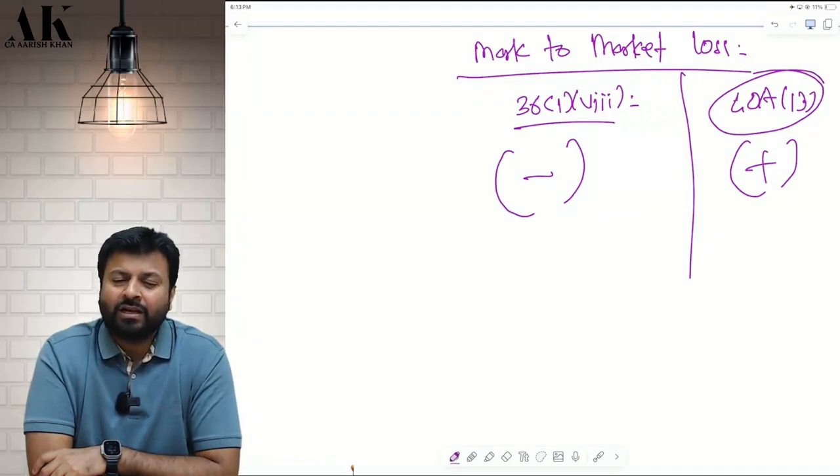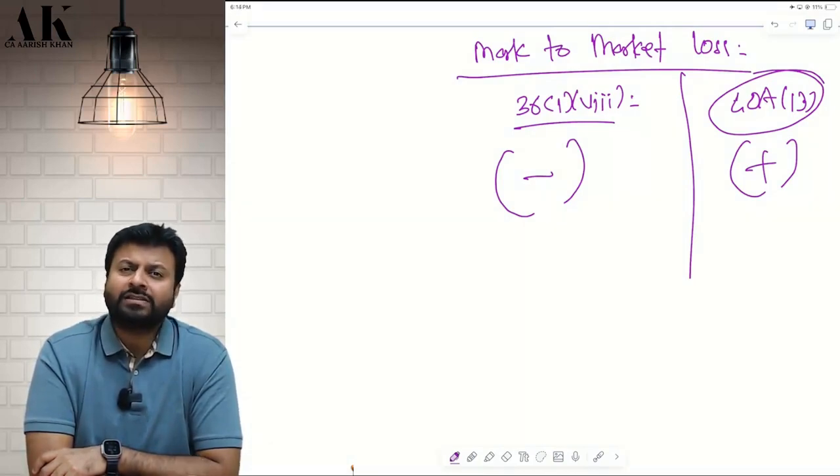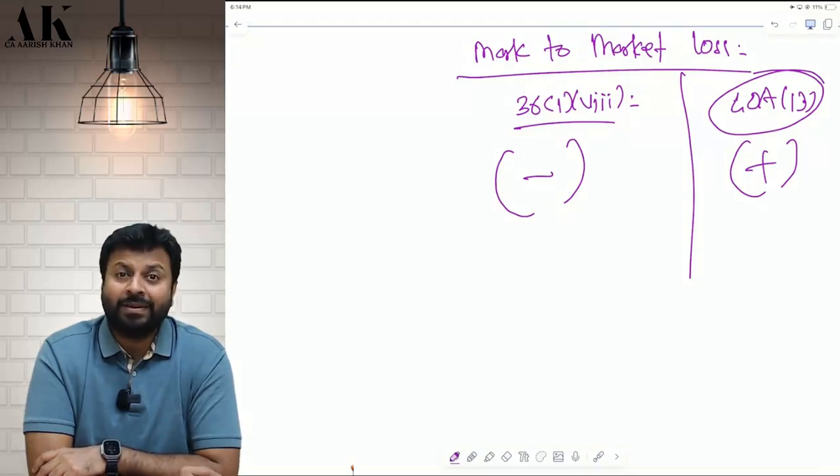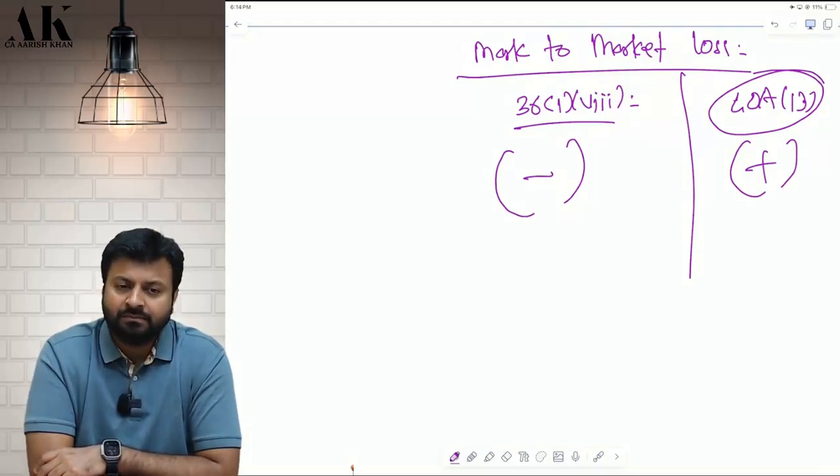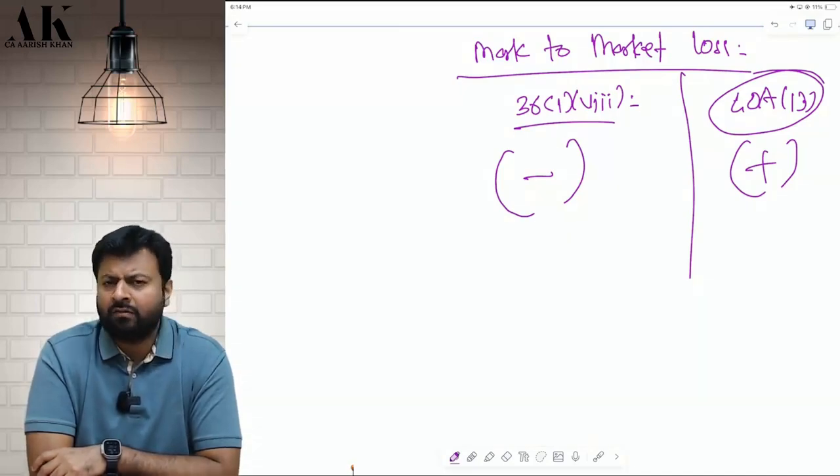So mark to market loss will be allowed as a deduction or not? That was a lot of doubt in the assessee's mind. So the government of India clarified by giving this section 36(1)(18). The government said that the mark to market loss will be allowed as deduction provided it is computed as per ICDS. If it is computed as per ICDS, we will allow you. If it is not computed as per ICDS, we will not allow you.